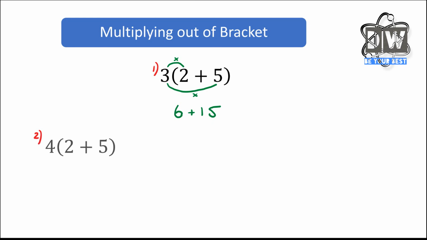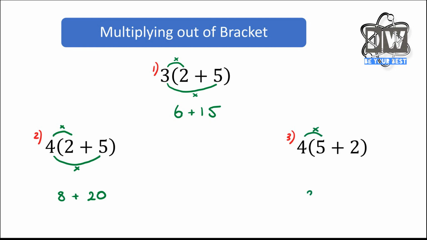So the next one is, we've got 4(2 + 5). So it's going to be 4 times 2 gives us 8. 4 timesing by 5 gives us 20. We would add those two numbers together to give us 28. And the last one, before we move on to some algebra, is what will we do here? Pause the video, give it a go, come back and see if you've got it correct. Okay, so first up, we would go 4 times 5 gives us 20. And then 4 times 2 gives us 8. We would add those two numbers together to give us 28.